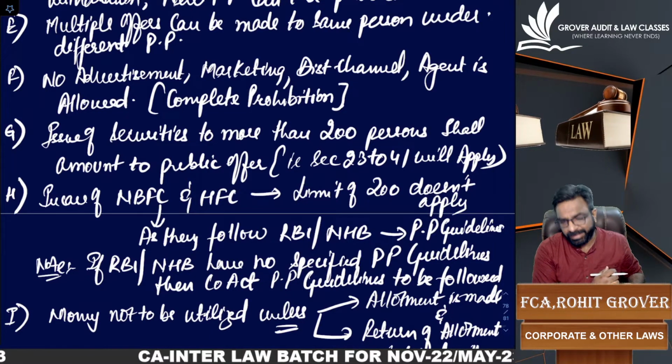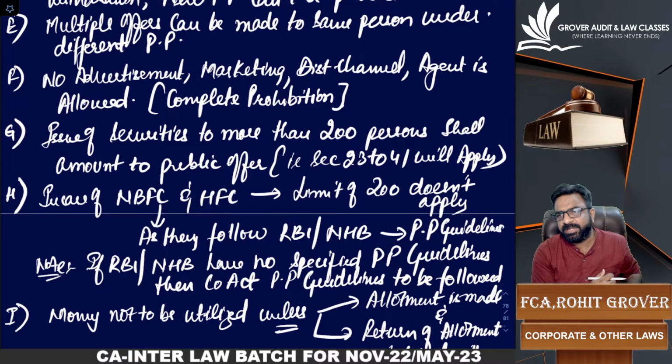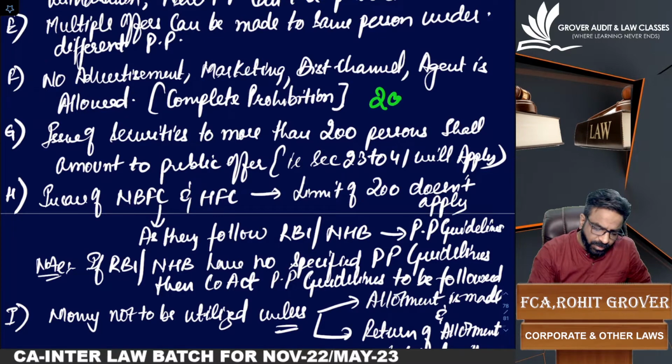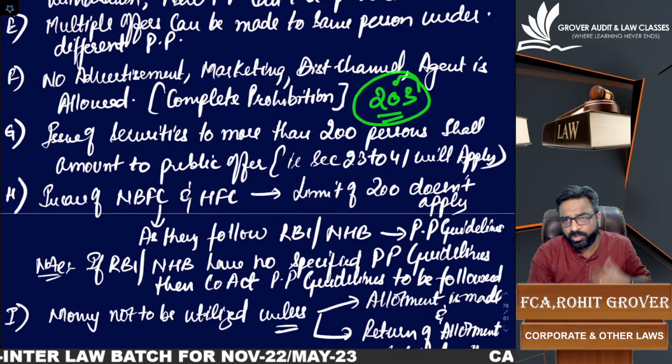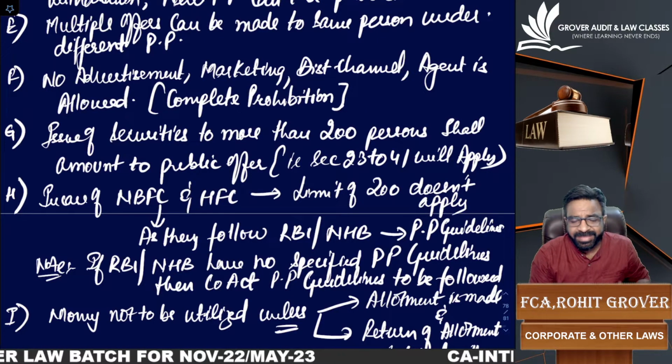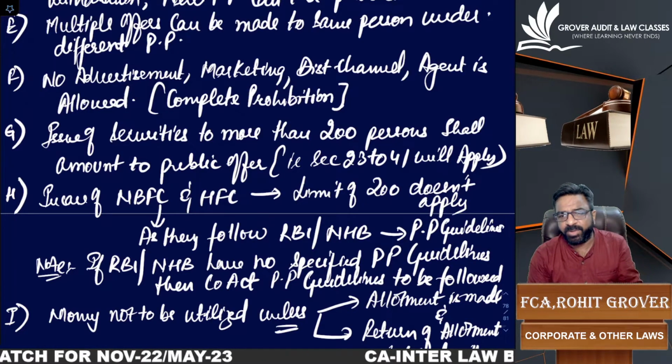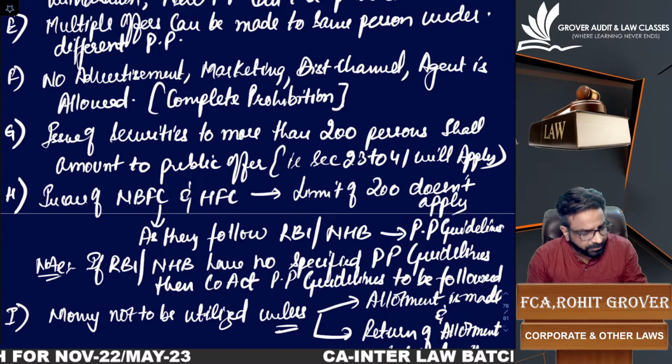Now, section, yeah. So what is the limit, Amma? What is the limit under private placement? 200. So if I make the offer to 203 people, is it 200 or more than 200? More than 200. Then in that case, SEBI will not consider it as a private placement. SEBI will automatically consider it a which offer?